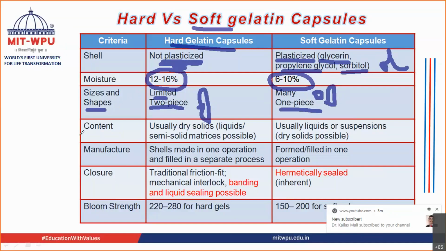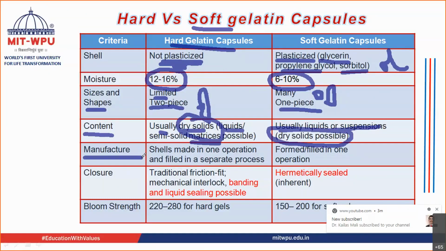If you see the contents that can be filled inside the hard gelatin capsule, usually what you fill is dry solids. Or optionally, liquids and semi-solids can also be filled. But main thing that you fill is dry solids, right? If you see soft gelatin capsule, usually what you fill is liquids and suspension. But optionally, you can also fill dry solids inside the soft gelatin capsule, but this is optional. So usually what is filled? Dry solids. Here usually what is filled is liquids and semi-solids, and suspension is filled in soft gelatin capsule.